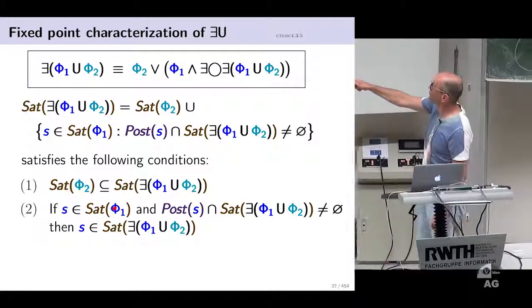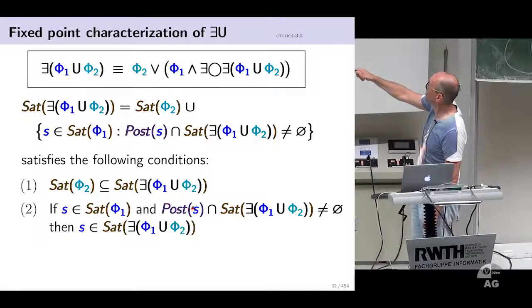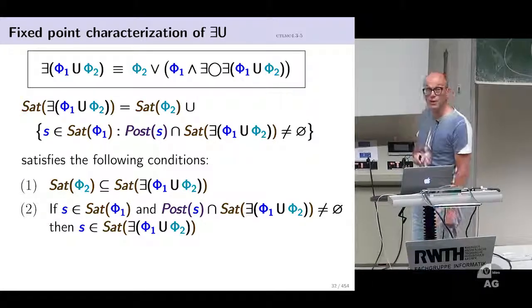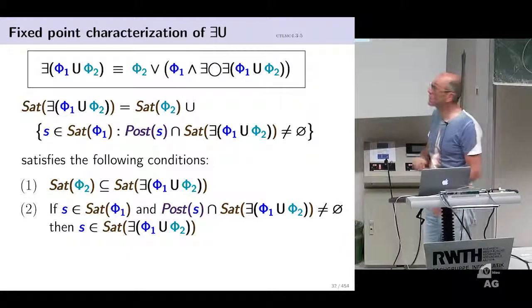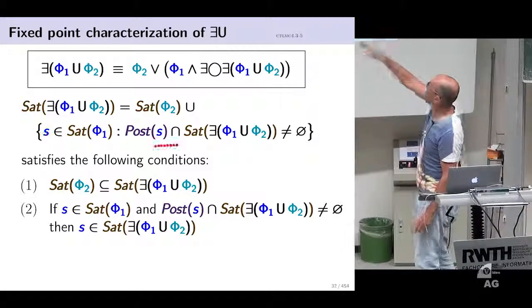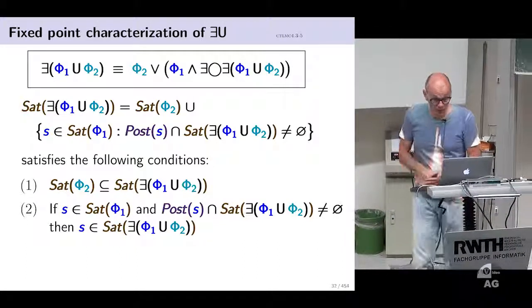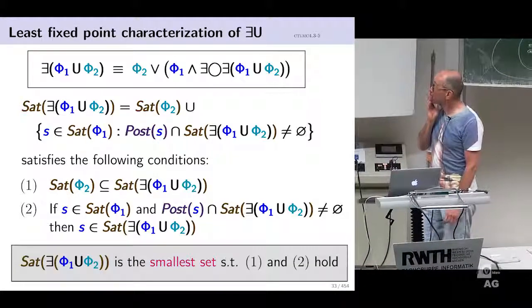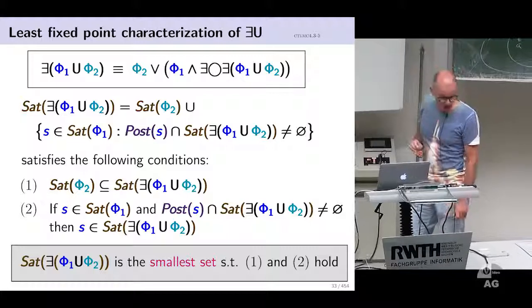If you give me a phi 1 state which has a direct successor that goes into the set of states we are looking for, then that state needs to be in the set we are constructing. That's basically what the second part of the union tells you. Now, the set of this thing is the smallest set such that 1 and 2 hold.